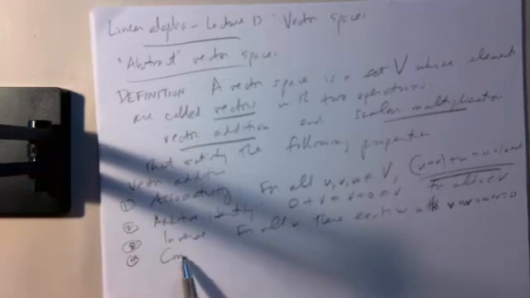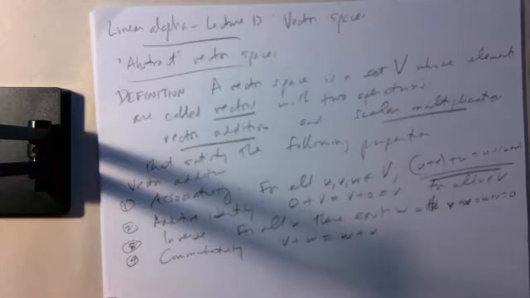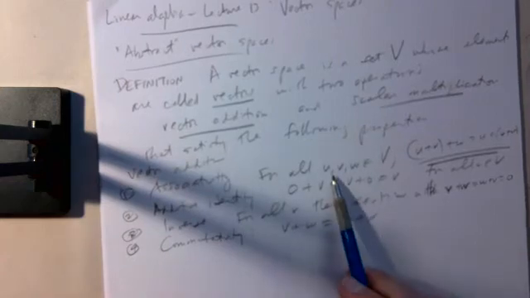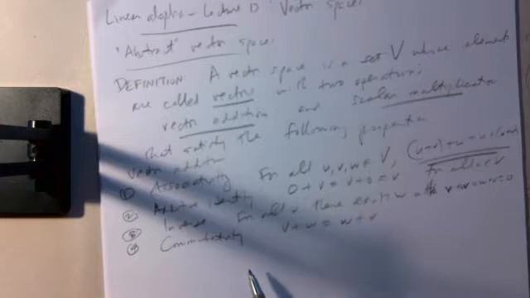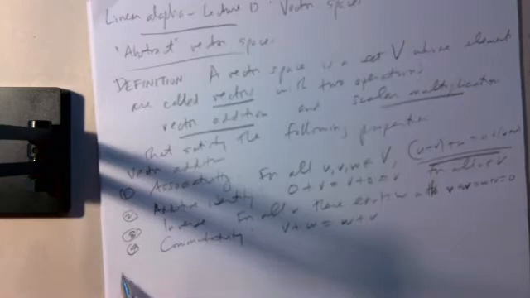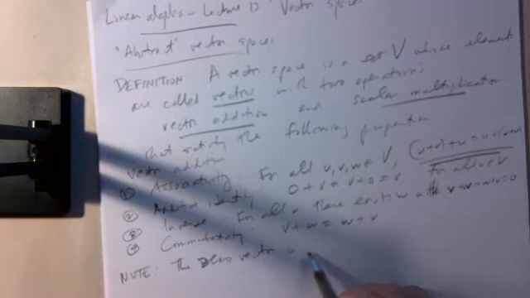And the fourth property is commutativity. For all vectors v and w, v plus w equals w plus v. So vector addition in an abstract vector space associates to every pair of vectors u and v a vector u plus v that satisfies these four properties. And we can note certain things. First of all, the 0 vector is unique.